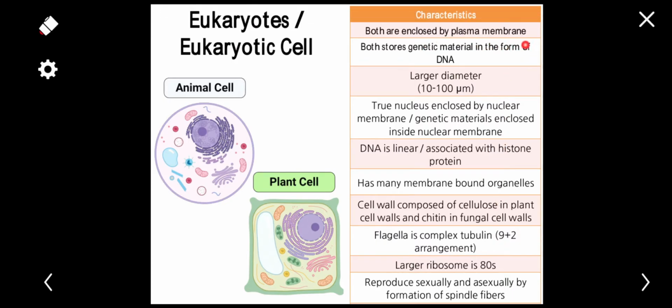Both are enclosed by a plasma membrane. Again, plant cell has a plasma membrane and also animal cell. It stores genetic material in the form of DNA. In this case, the DNA is linear, not circular. Circular is for prokaryotic. The size is obviously larger. If you compare animal cell, plant cell and bacteria cell, obviously it's larger in size. It has a true nucleus because the nucleus has its own membrane. And then the DNA is linear. It is associated with histone. Associated means it is bound to histone.